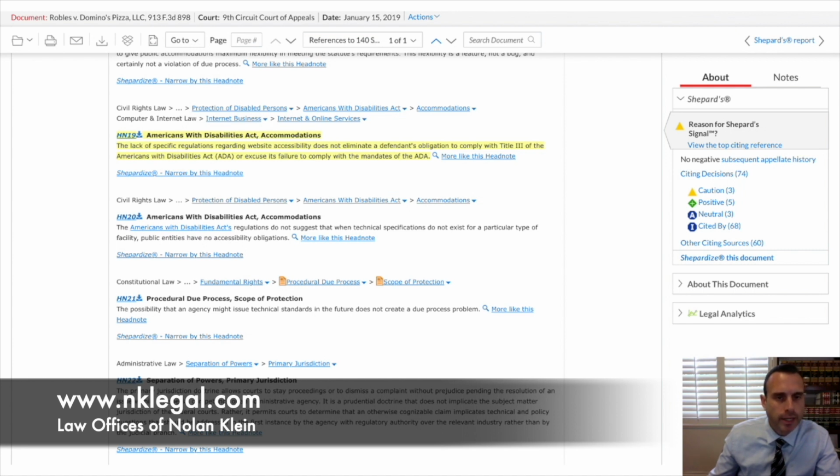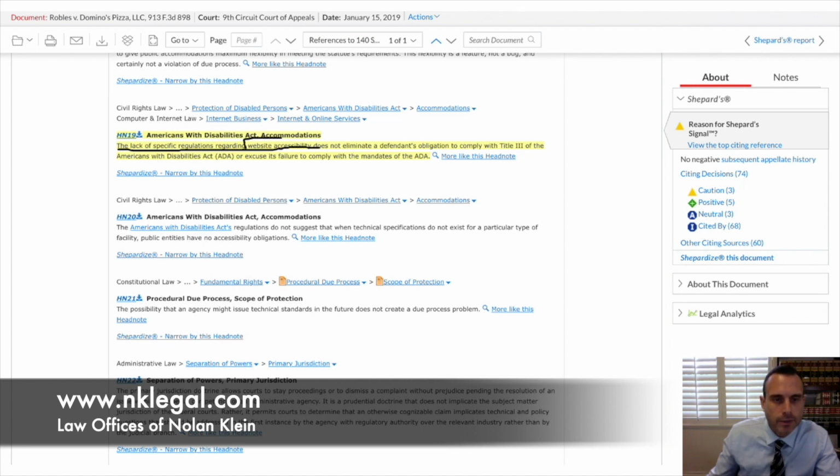The lack of specific regulations regarding website accessibility does not eliminate a defendant's obligation to comply with Title III of the ADA or excuse its failure to comply with the mandates of the ADA. So the lack of specific regulations regarding website accessibility, this goes back to what I was just saying, which is that unlike the ADAG, or the standards for accessible design, where we know what the Department of Justice says a ramp has to look like, and a parking lot has to look like, and an accessible bathroom has to look like, we don't know, there's no specific regulation on website accessibility.